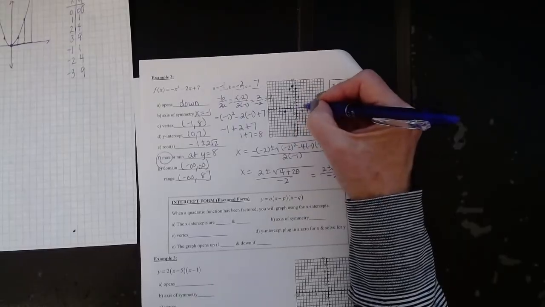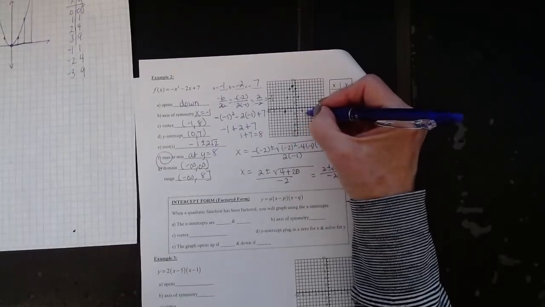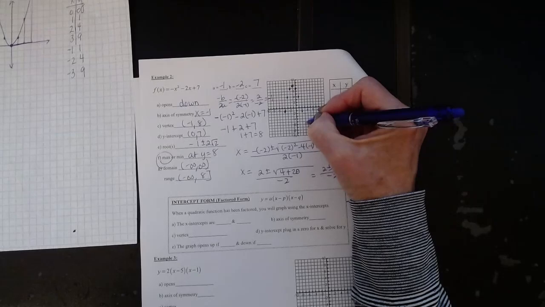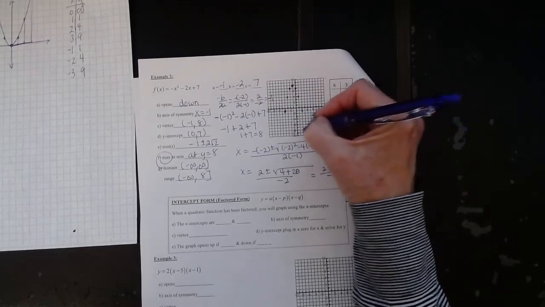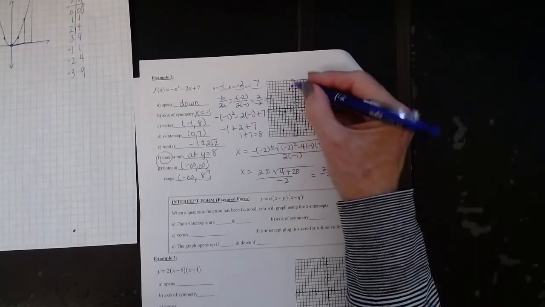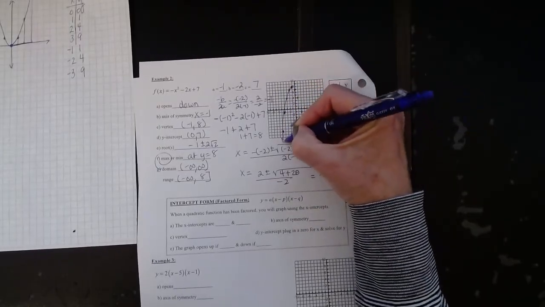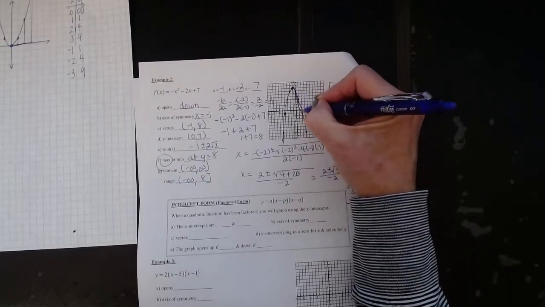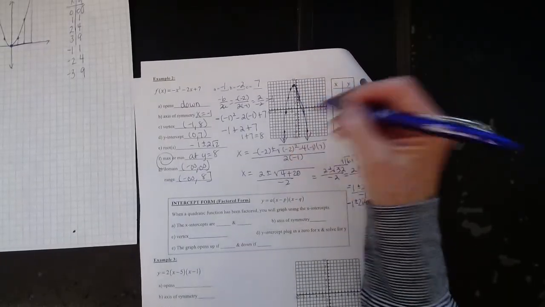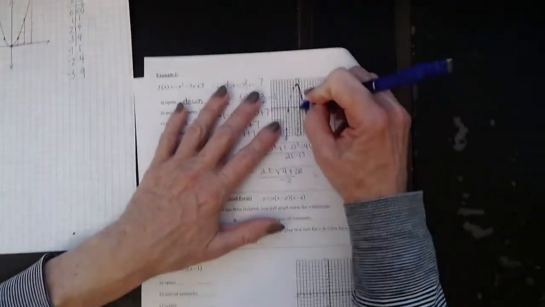And on this one, I can actually do 16. So I'd go 10, 11, 12, 13, 14, 15, 16. Out 4 from the vertex and down 16. Oops, curve that. And there's my parabola. Sorry.